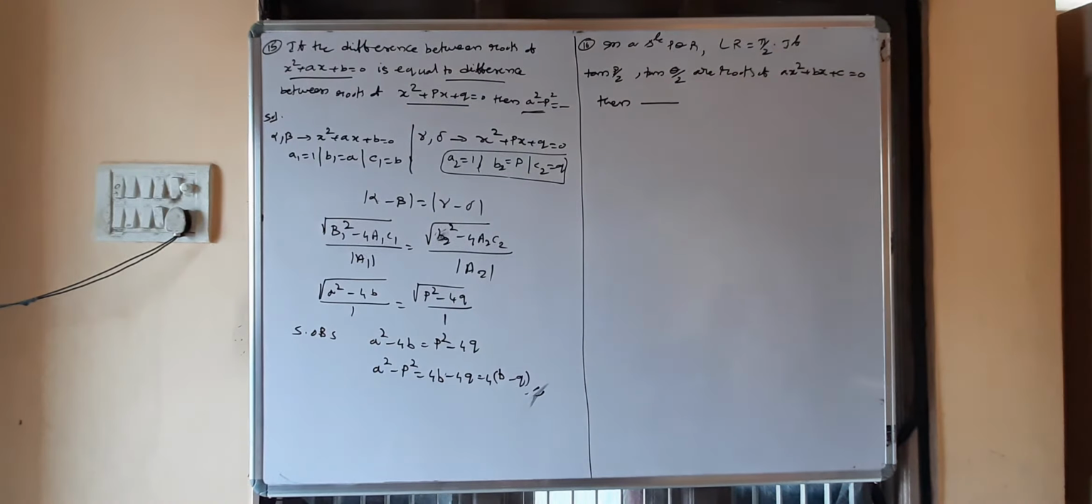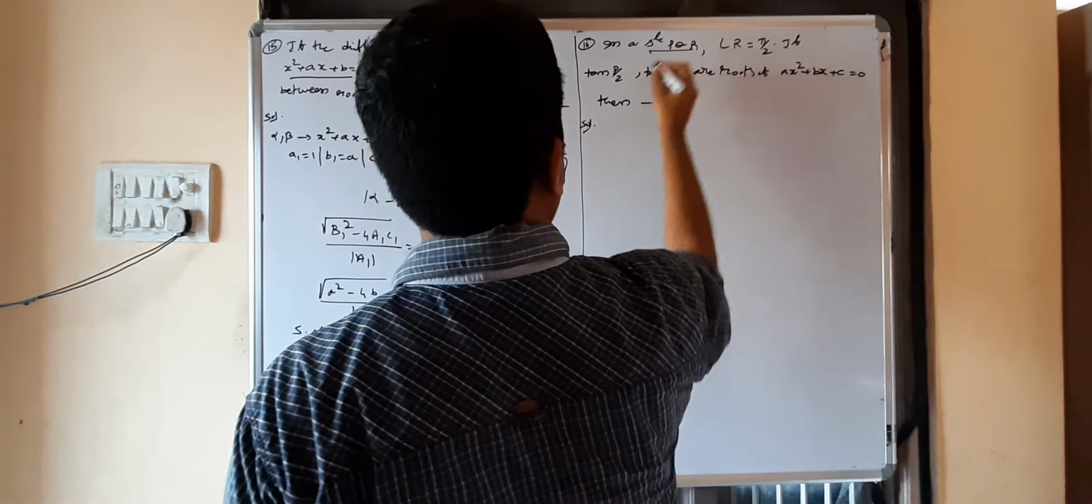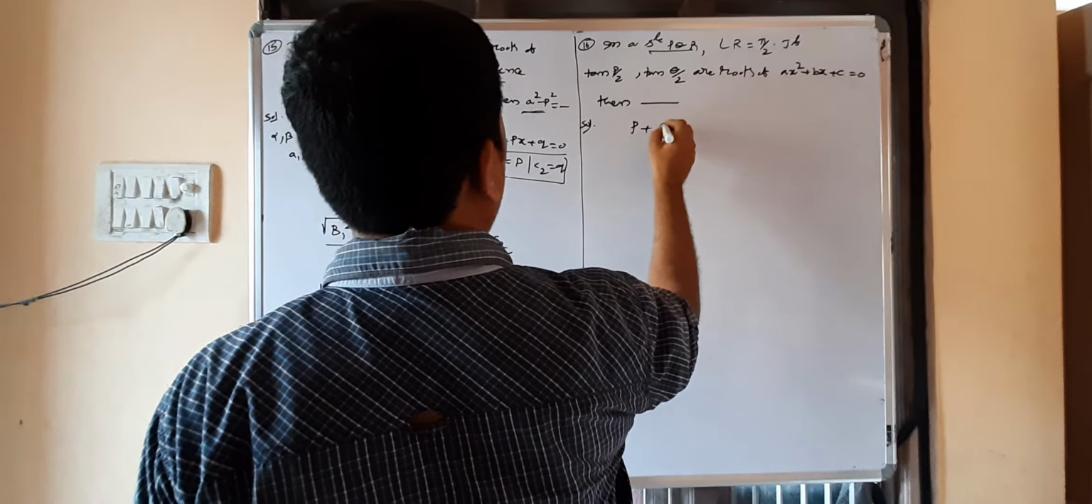Now coming to the next question. In a triangle PQR, the sum of the angles equal to 180.